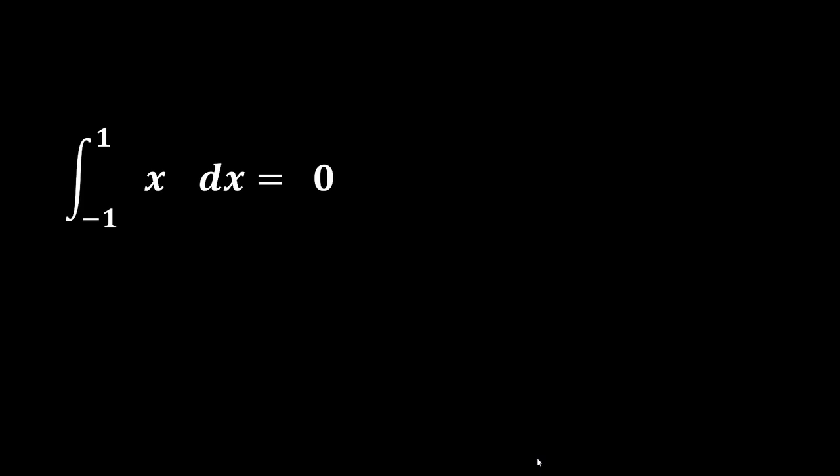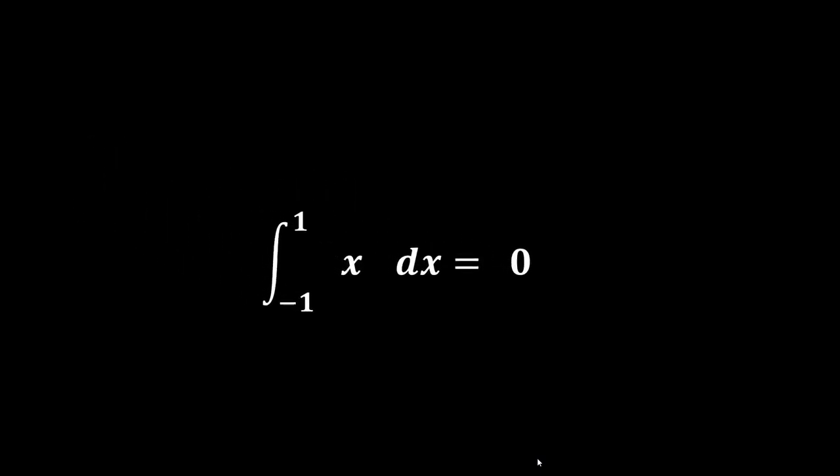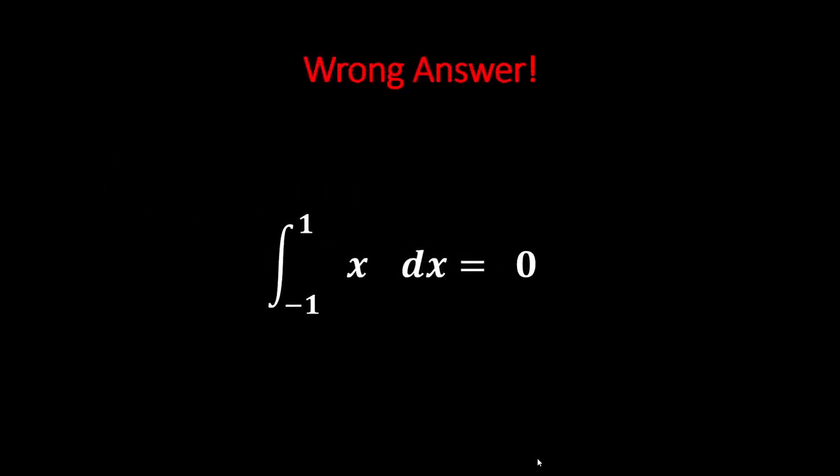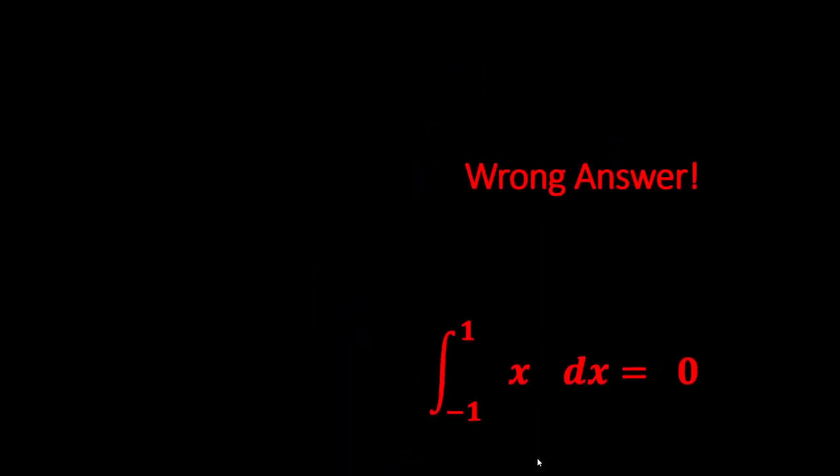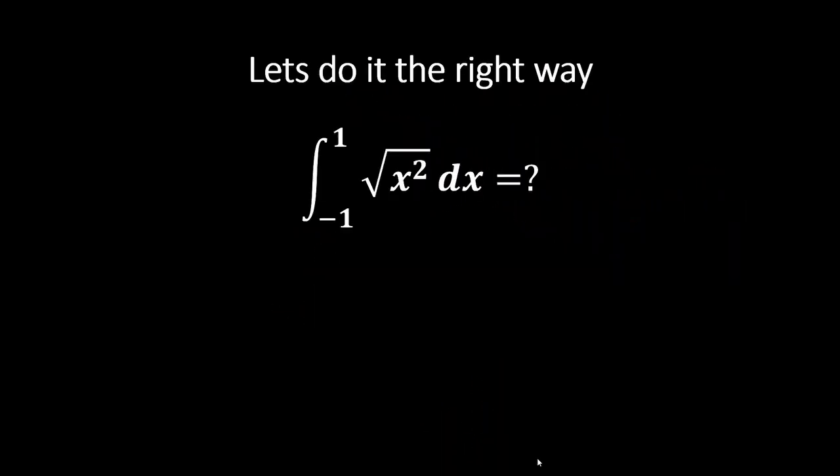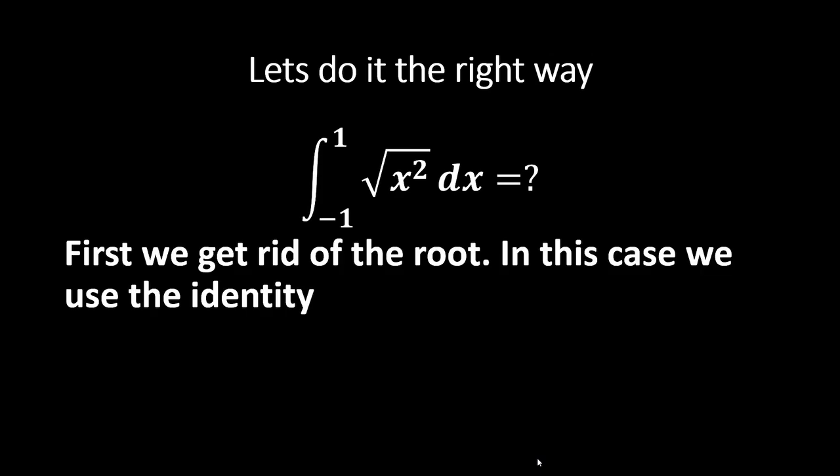But that is not the right answer. In fact, this is the wrong answer. So how do we evaluate this integral? Let's evaluate this integral the right way. So first we get rid of the root. And in this case, we use the right identity.